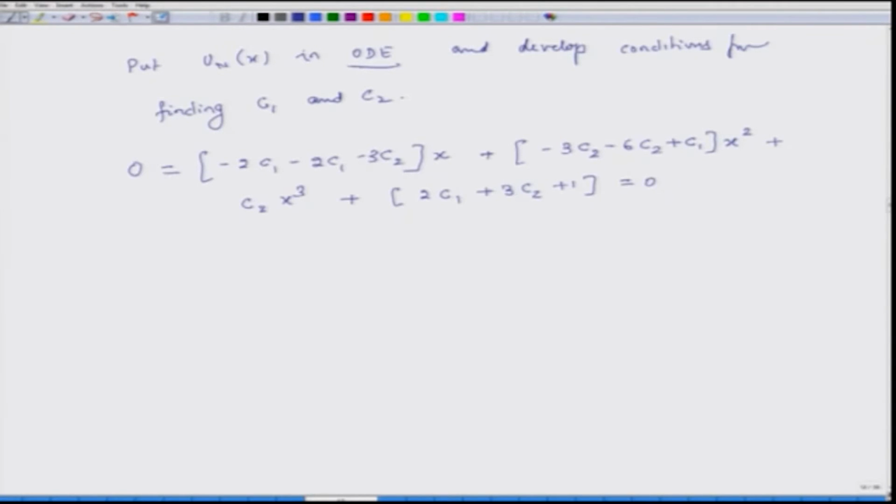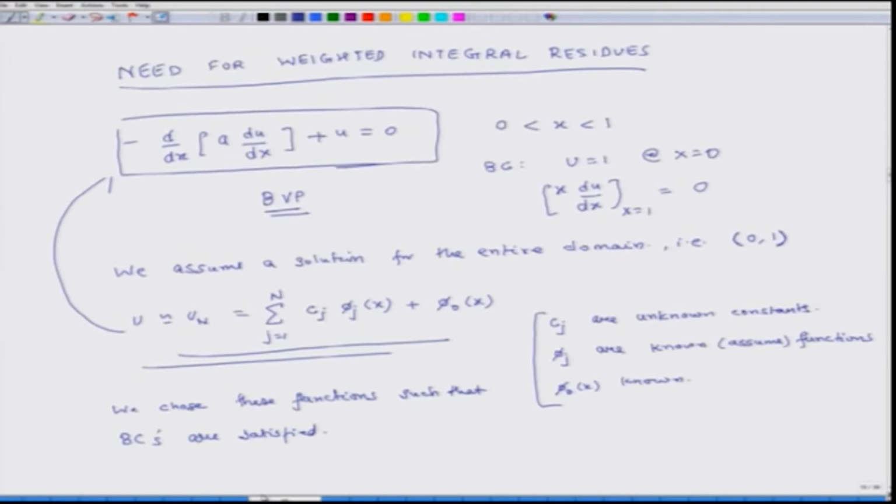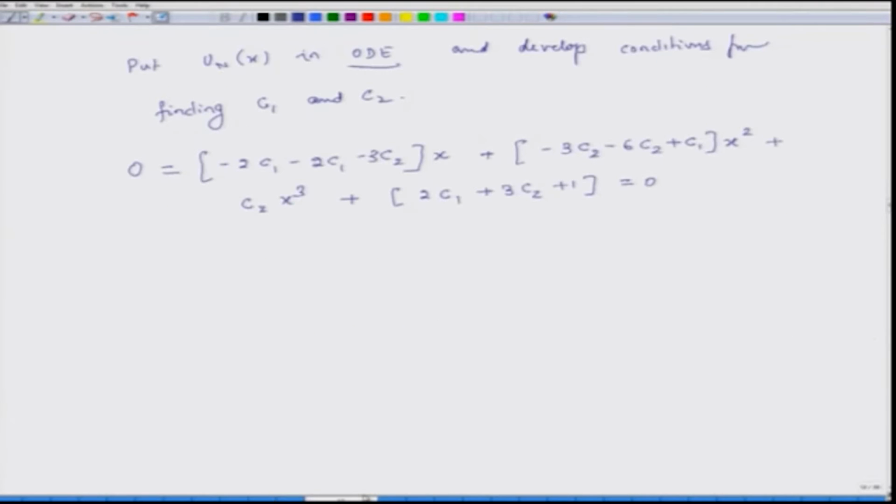Okay? Everyone understands how we can get this equation? All we are doing is putting this expression for u_n in the differential equation, and when we plug in all that and do the math, I get this equation.